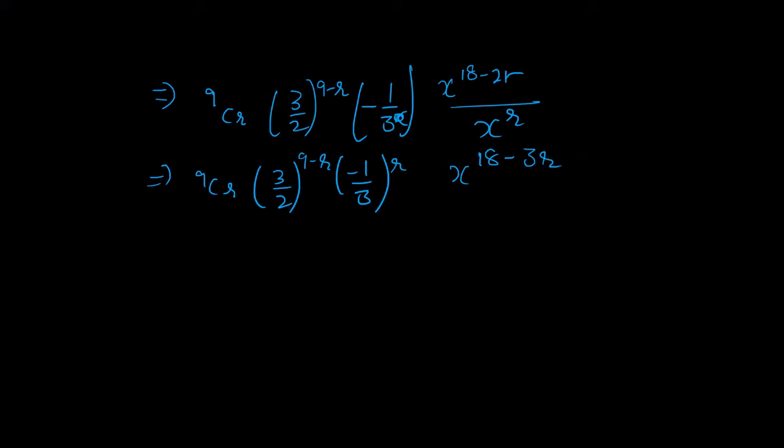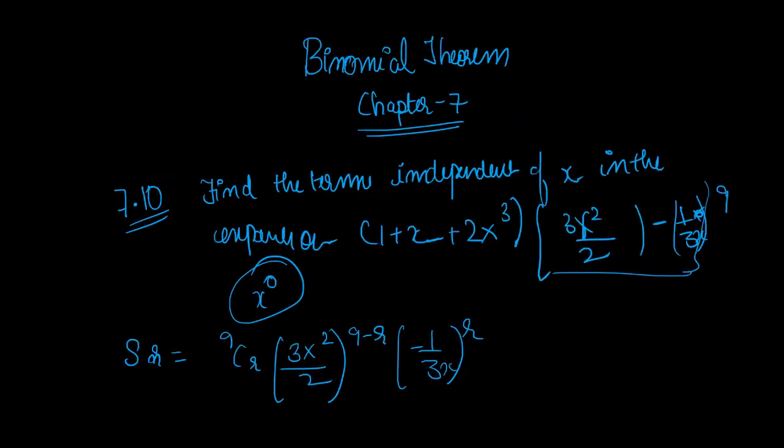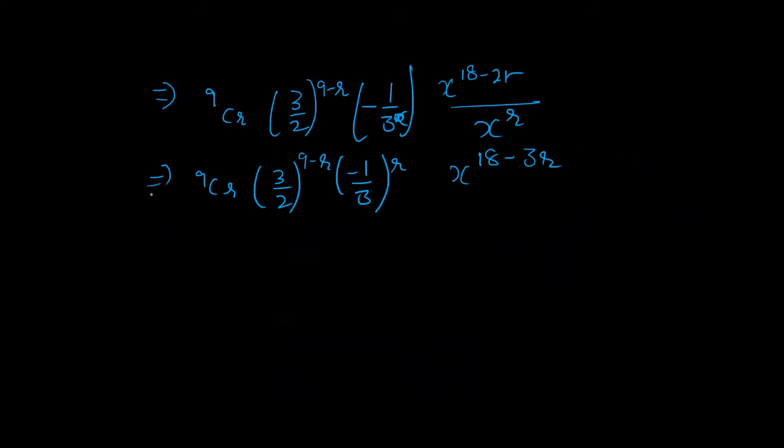For this question, you had something attached with it: 1 plus x plus 2x cube. That means for the term which is independent of x, that means x to the power 0, you should multiply this term by x to the power 0, this term by x to the power minus 1, and this by x to the power minus 3. Am I making my point clear? Then only it will be independent of x. So we'll check for the coefficient when x will have power 0, -1 and -3.